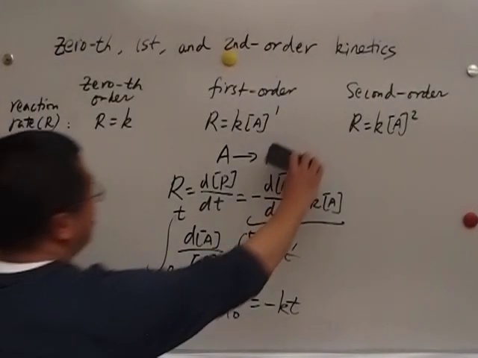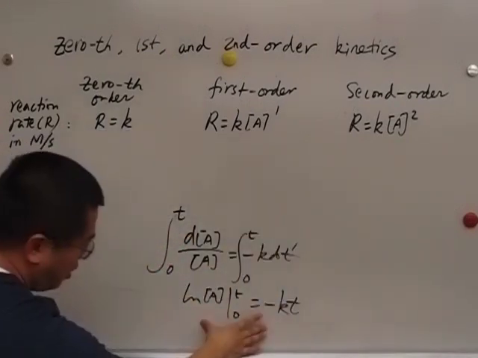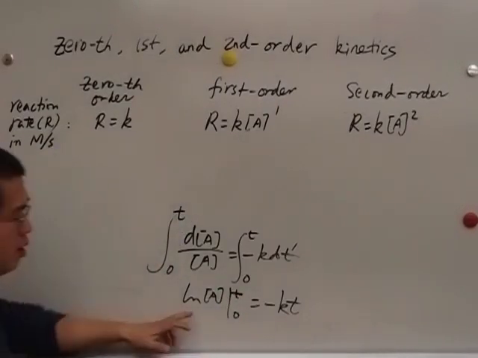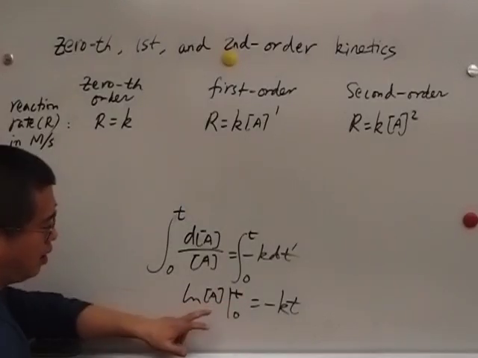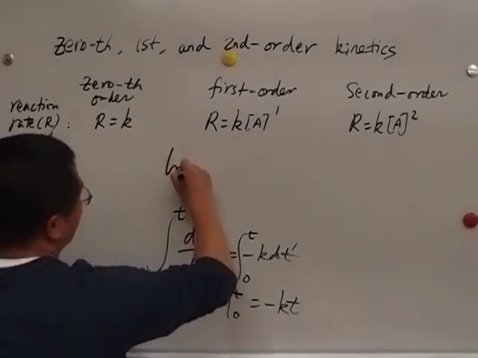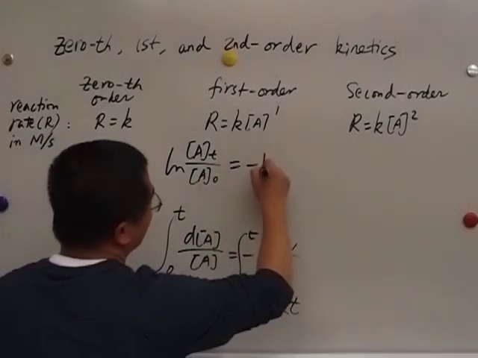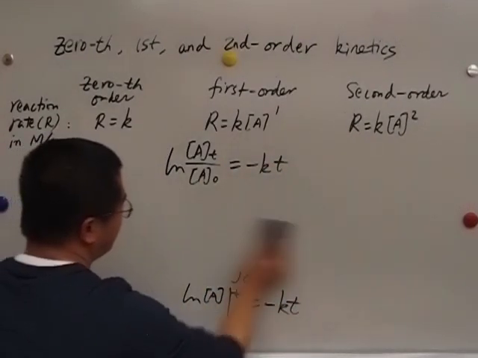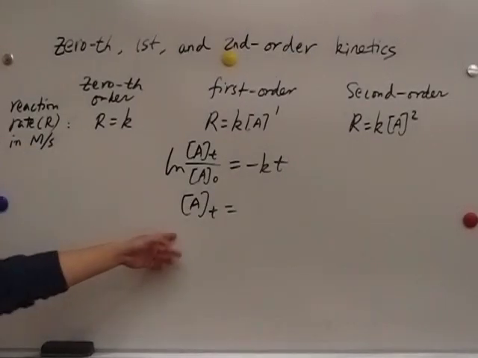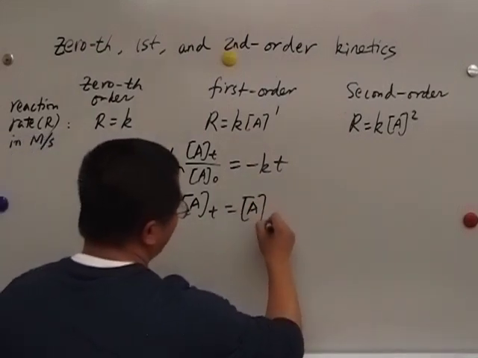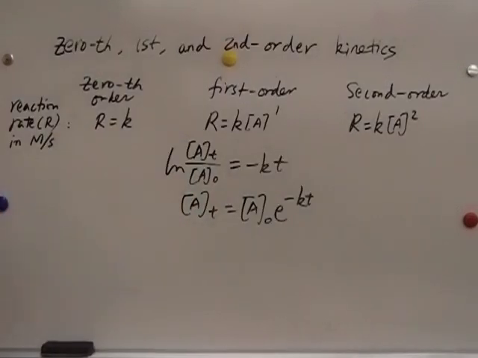And again, I will erase this part. And then we're going to plug in the concentration of A at time t and the concentration of A at time 0. Is equal to negative kt. All right. The concentration of A at time t is simply then A naught, the initial concentration, times this exponential function.